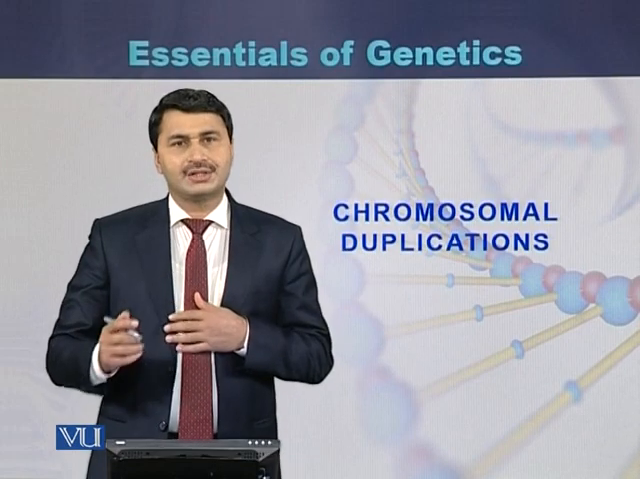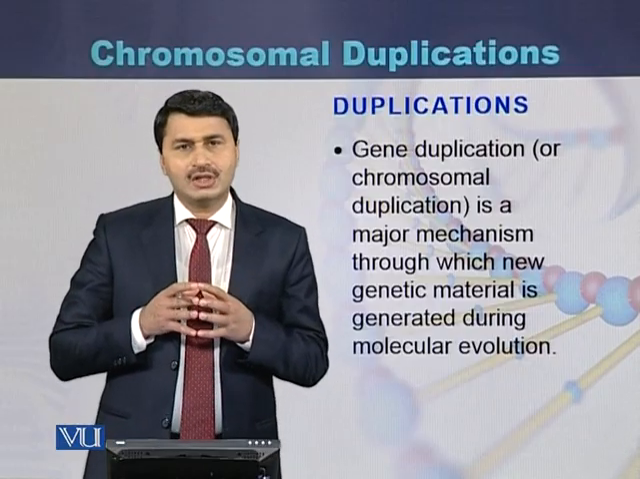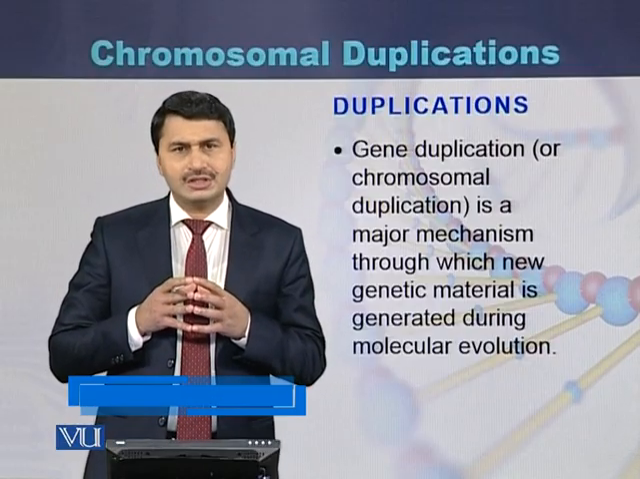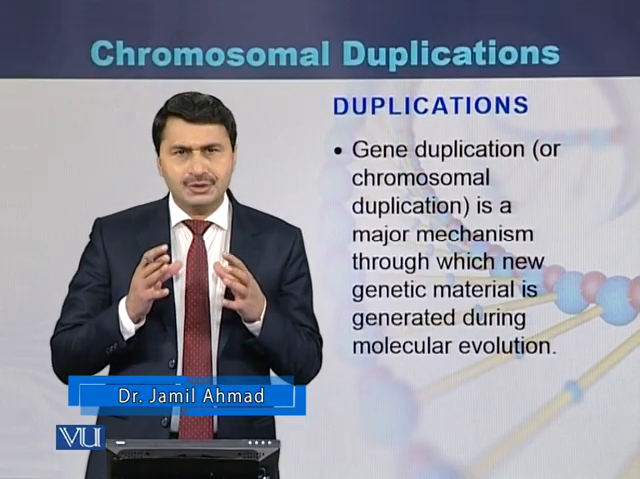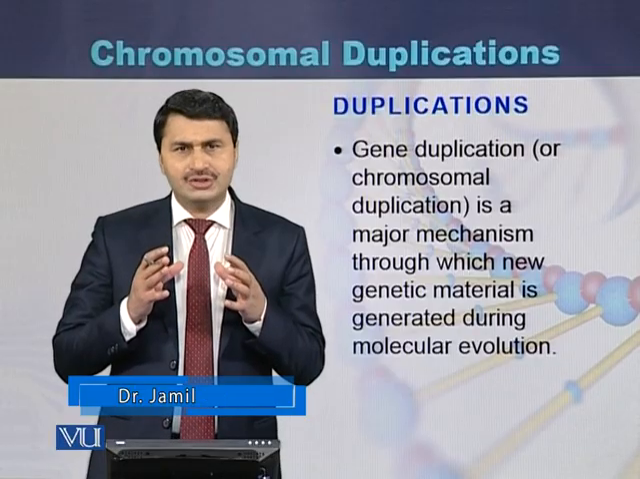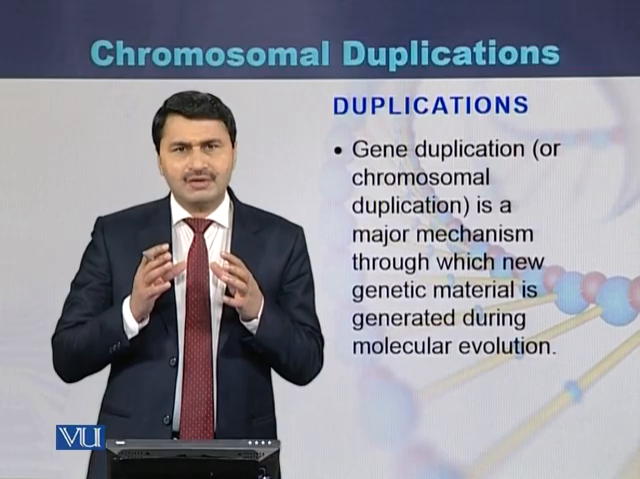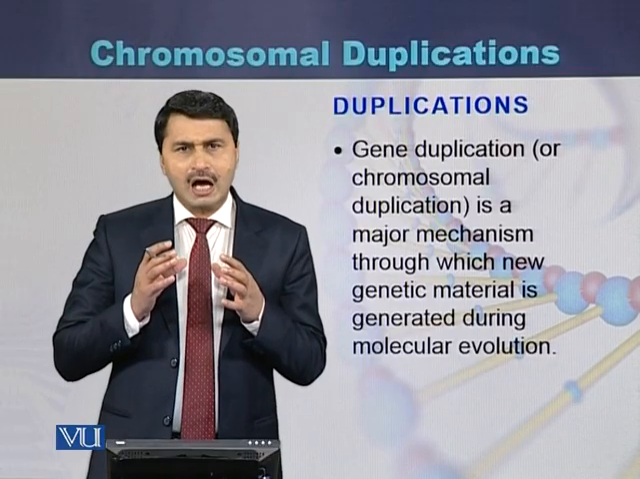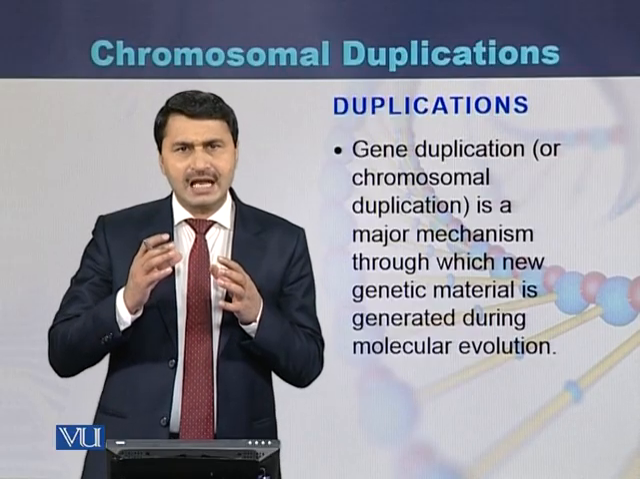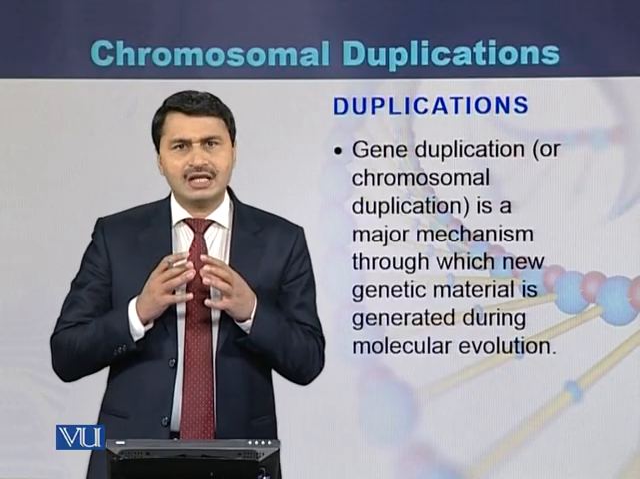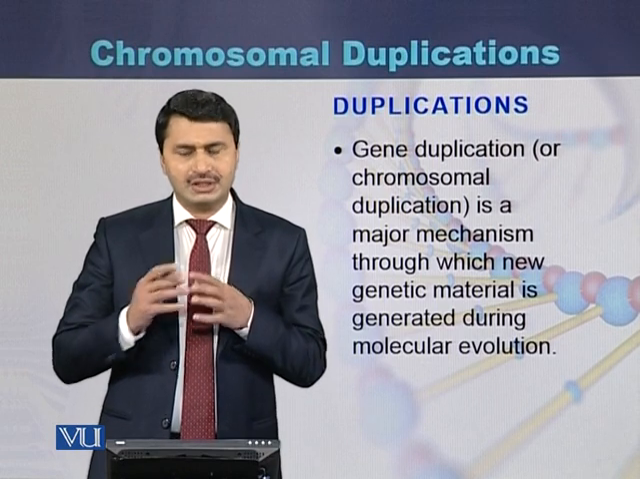Chromosomal duplications. Gene duplications or chromosomal duplications is a phenomenon by which new genetic material is produced. As a result of gene duplication or chromosomal duplication, a particular fragment of the chromosome or particular sequence of the DNA is replicated again and again. Such a phenomenon is called gene duplication or chromosomal duplication.